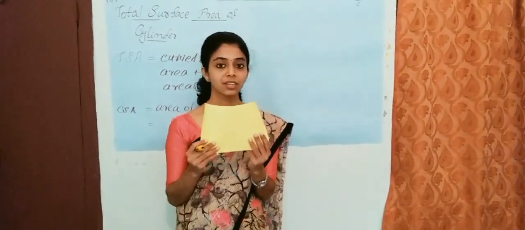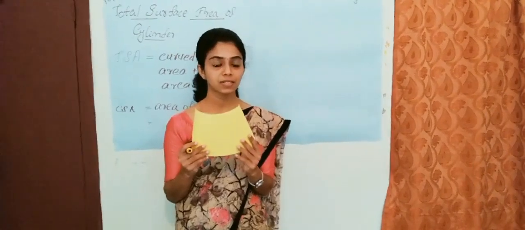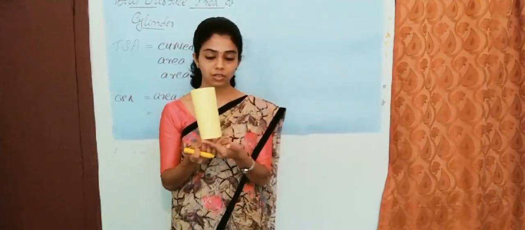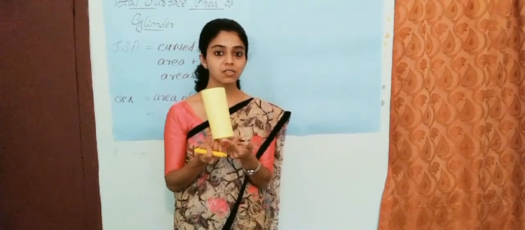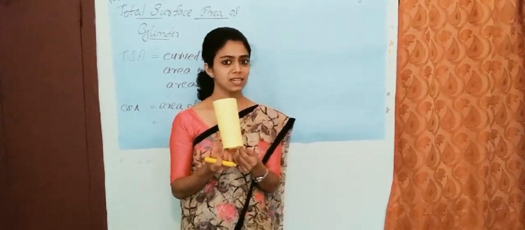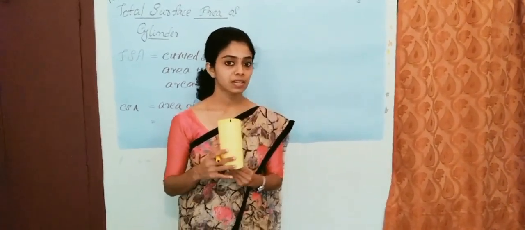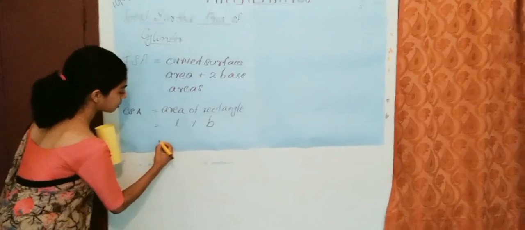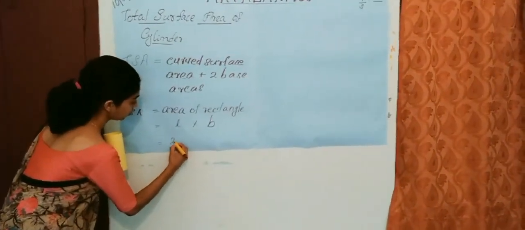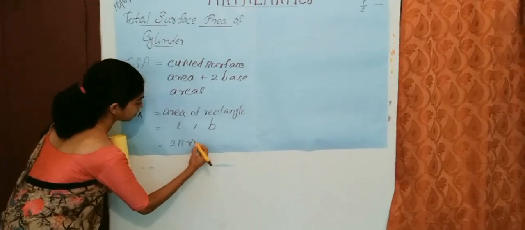Now the length of the rectangular sheet can be equated with which dimension of the cylinder? We can wrap this rectangular sheet and we will get a cylindrical shape. So the length of the rectangular sheet will become, very good, circumference. Here the base of the cylinder is in this shape. Very good, it is circular in shape. Then can you say the formula for finding the circumference of the circle? Correct, it is 2 pi r. So we can replace this length by, very good, 2 pi r.